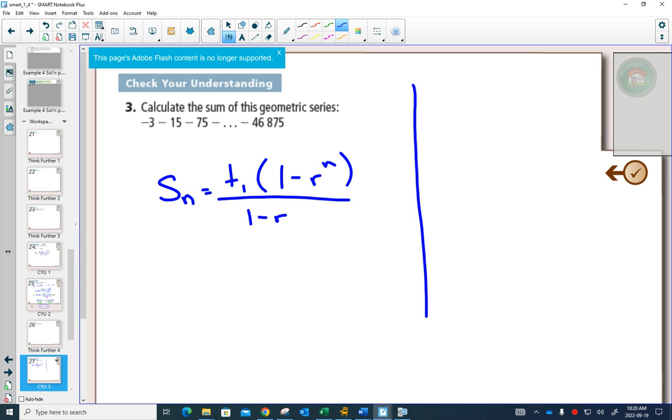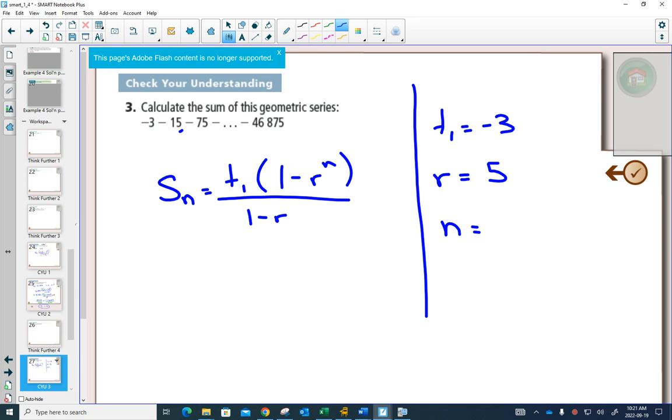Do I know term 1? Yes. I know term 1 is negative 3. Do I know what I'm multiplying by each time? Well, it's not hard to figure out. Negative 3 to negative 15, multiply by 5, multiply by 5. So I've got term 1, I've got r. Do I know n?